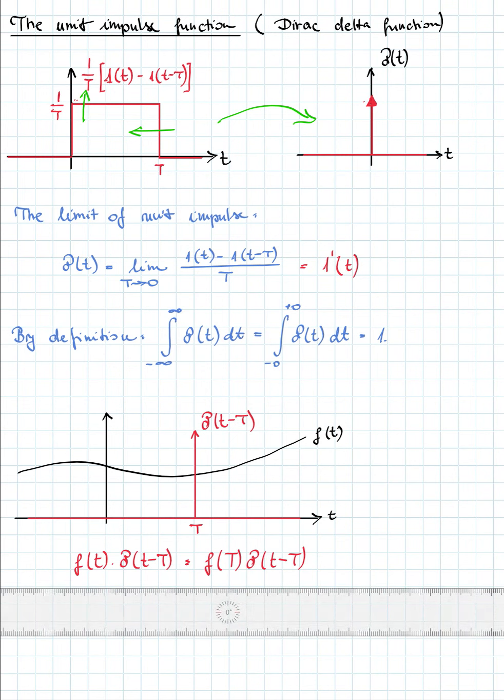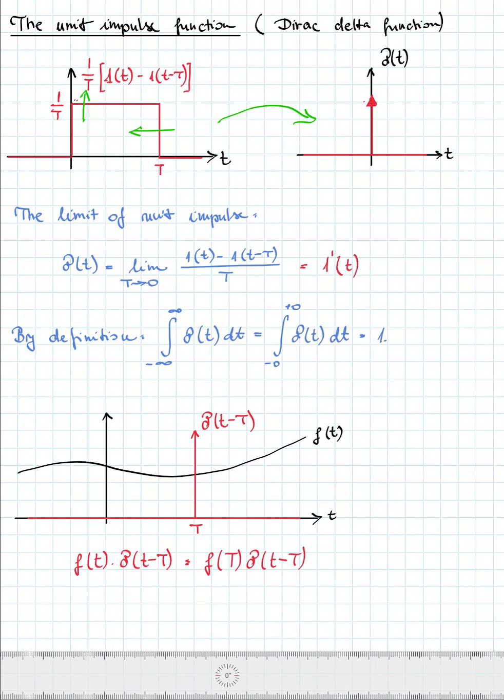And the last important thing which we are going to use later: if we have any function f of t, and there is a translated Dirac delta function translated to capital T, that is delta t minus capital T, and we multiply these two functions, it is very easy to see that the multiplied function will be 0 everywhere except at the value capital T. So f of t multiplied by delta t minus capital T will be equal to f of capital T multiplied by delta t minus capital T, because the result is 0 everywhere except at this value.